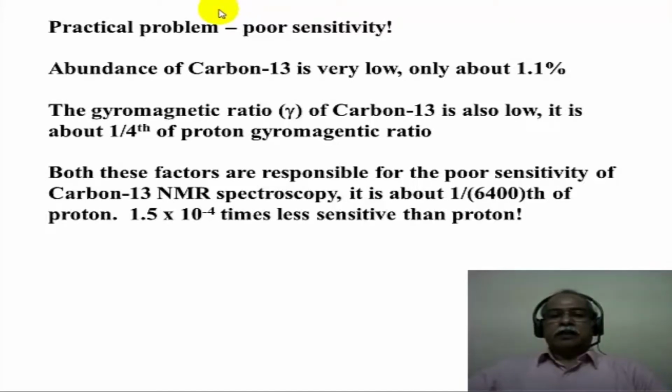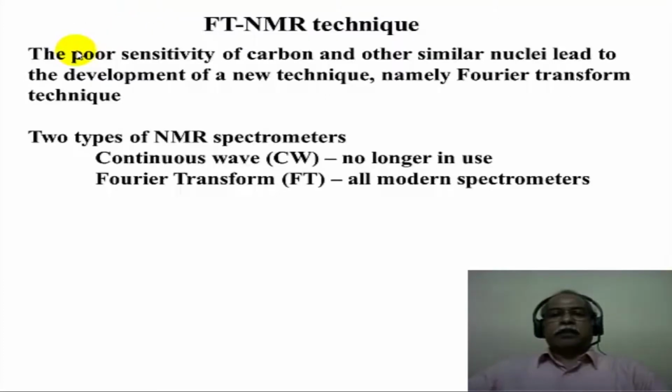Therefore, carbon-13 spectroscopy is only about 1 in 6,400 of the proton NMR spectroscopy. In other words, it is about 1.5 × 10 to the power minus 4 times less sensitive than proton NMR spectroscopy. For this reason, that is the poor sensitivity of carbon and other similar nuclei which are low abundant and low gyromagnetic ratio, there was a necessity to develop a new technique called the Fourier transform NMR technique.